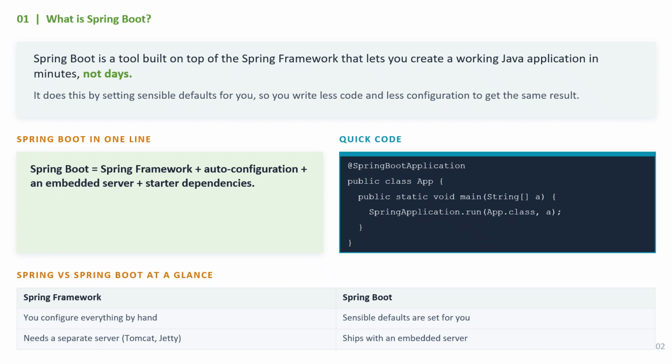Here is a quick look at the code. This is a complete runnable Spring Boot application. That @SpringBootApplication annotation on top, combined with this small main method, is enough to start a fully working application. And if you compare Spring and Spring Boot side by side, the difference is clear. With plain Spring, you configure everything by hand. With Spring Boot, sensible defaults are already set for you. With plain Spring, you need a separate server like Tomcat. With Spring Boot, the server is already built in.